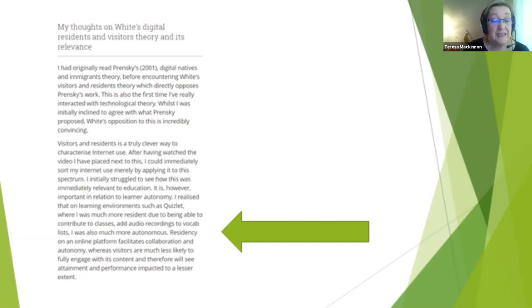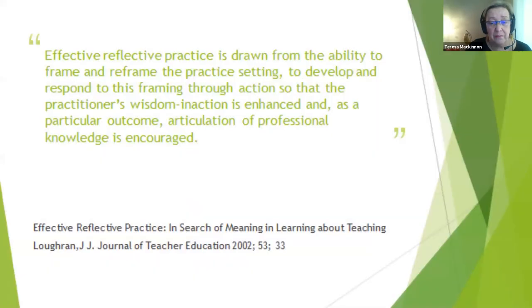Visitors are much less likely to fully engage with the content, and therefore we'll see attainment and performance impacted to a lesser extent. Now, I thought that was a really important moment in Joe's learning, because it made him evidence the fact that he was becoming an effective reflective practitioner. And there's only obviously so much you can do in a one-term course to prepare somebody for a professional life in teaching, especially one where things are rapidly changing as they are. And this really helped me feel confident that he was going to be an effective reflective practitioner who could make good decisions in the future about how he delivered his teaching.